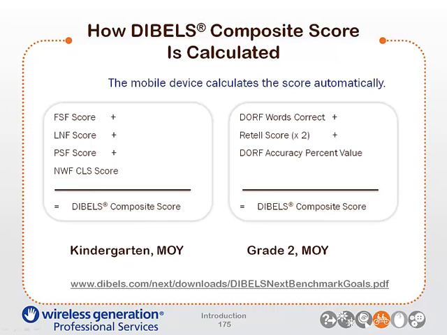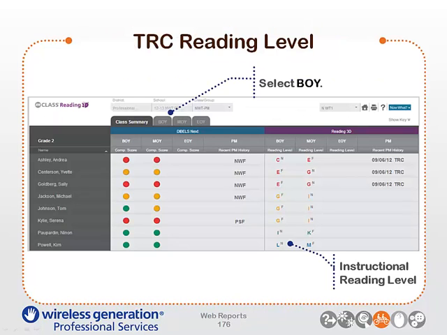There are cut points for the composite scores at each grade level and time of year. The TRC reading level indicates the student's final instructional level reached during the TRC assessment. The superscript F or N indicates whether the level was achieved on a fiction or a nonfiction text. The color of the letter corresponds to the benchmark goals for that grade and time of the year. Red is far below proficient, yellow is below proficient, green is proficient, blue is above proficient.